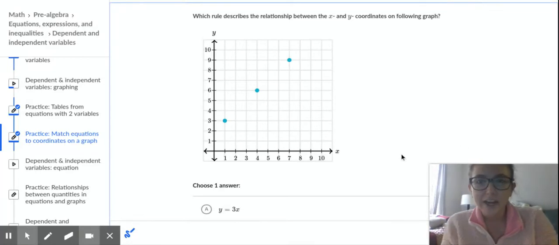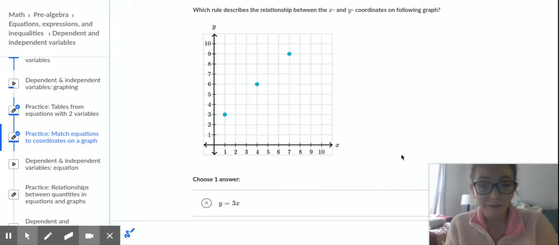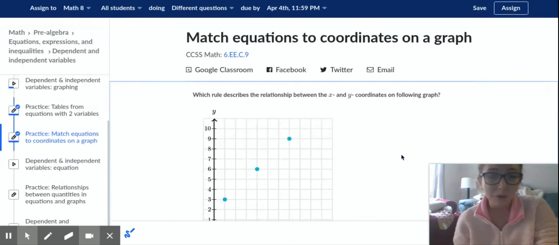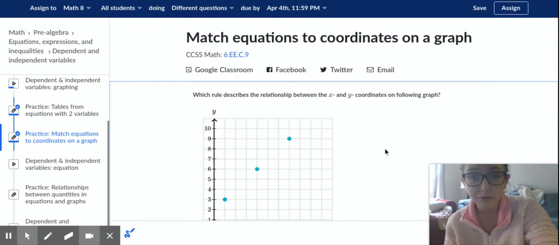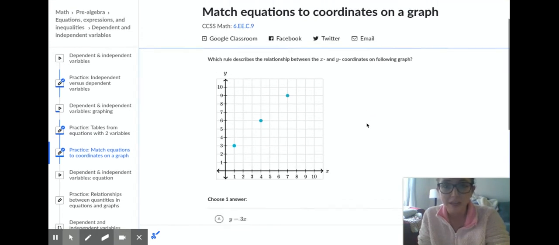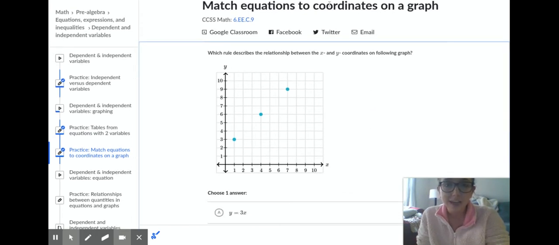Hi, sixth grade. You guys have a tough assignment today with the matching equations to coordinates on a graph. So I wanted to go over one of them, maybe two if we have time. It does cut me off at 5 minutes. So let's look at this one.